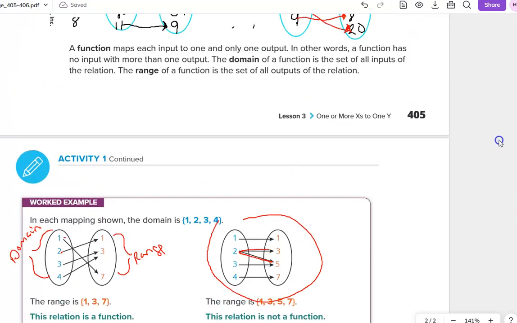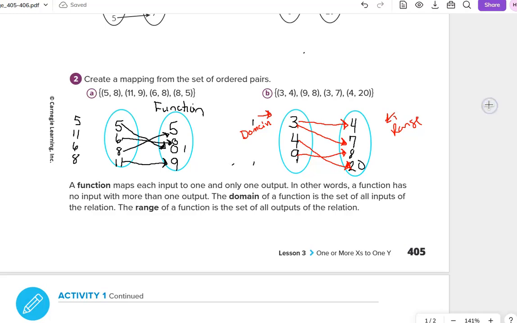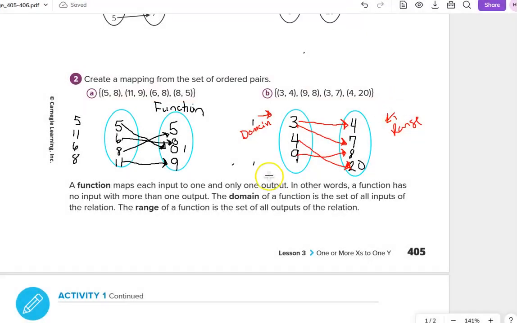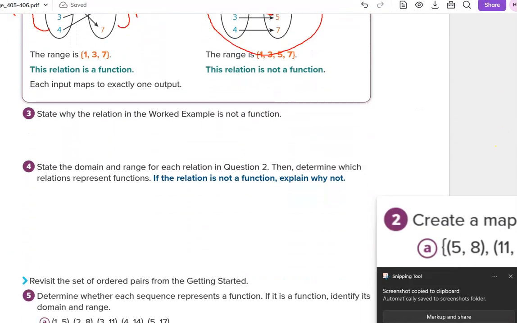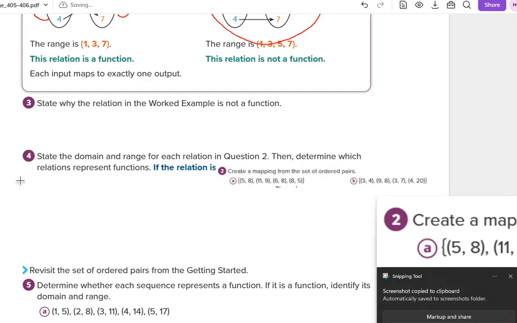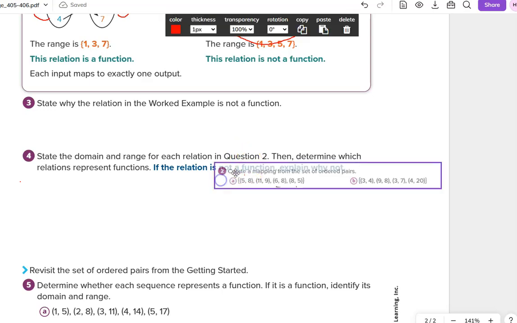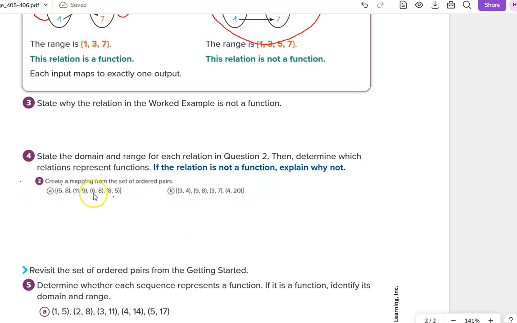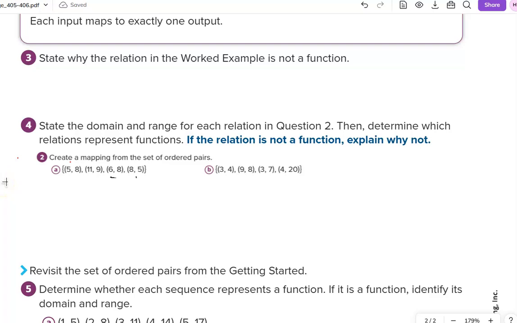So before we get started, question 2 is right here. I'm going to copy and paste so you understand which ones we're using. Okay, so I just took question 2 from the previous page. We have to do our domain and range. Okay, so I'm going to do A and then I'm going to have you guys do B.